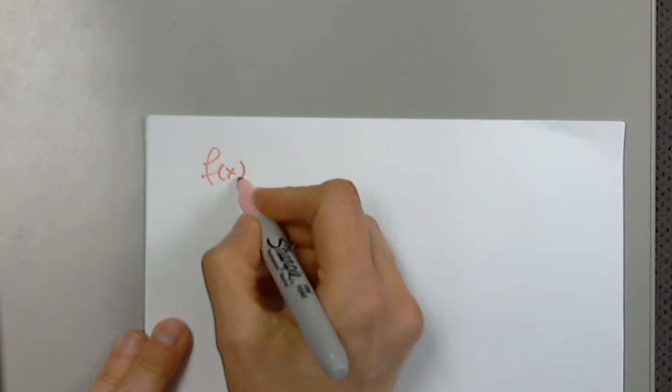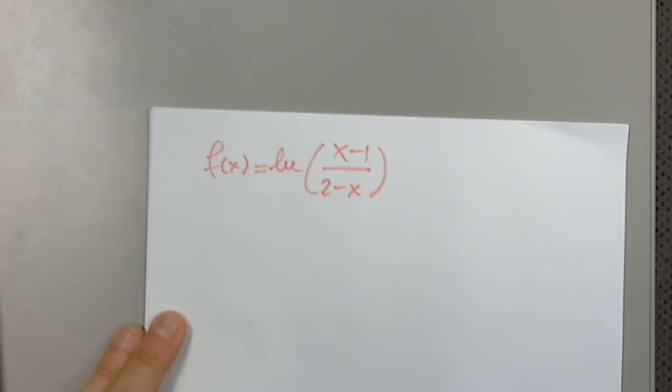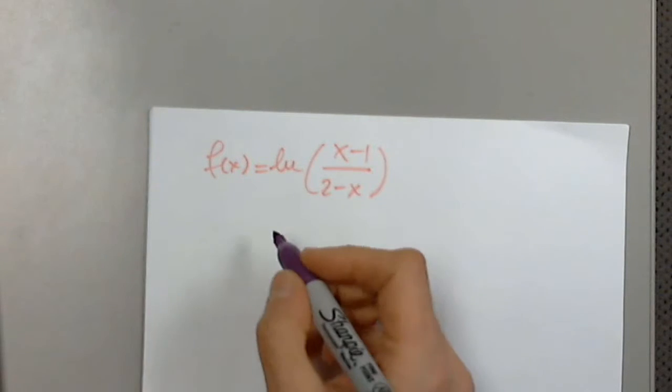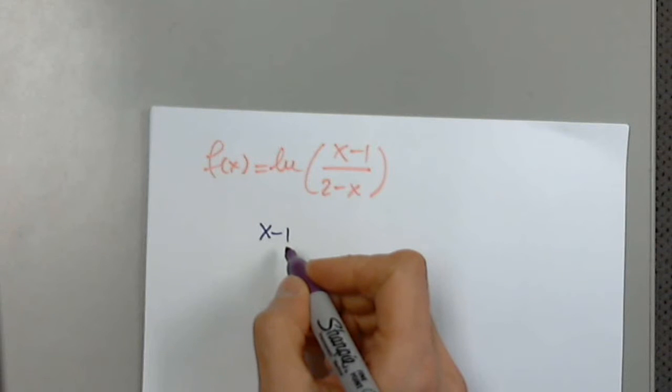Perfect. Number 4. So in number 4, we are asked to find the domain of the function f of x equals natural log of x minus 1 over 2 minus x. Perfect. So what do you think we need to do here? What do we have to write? Say, if x is greater than 0, what do I have to write? x minus 1 greater than 0.